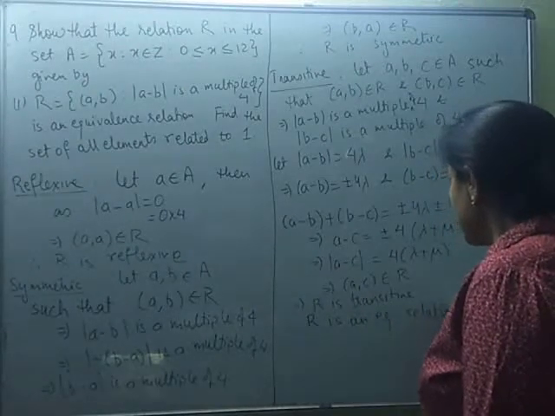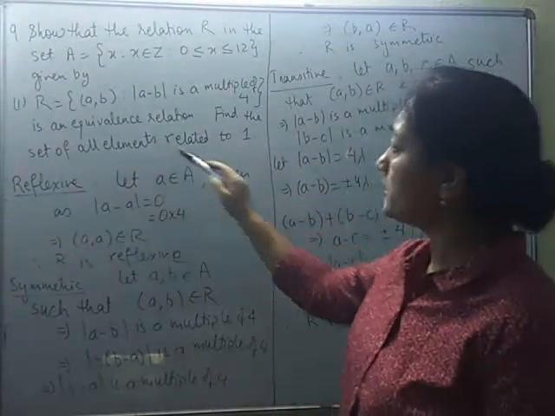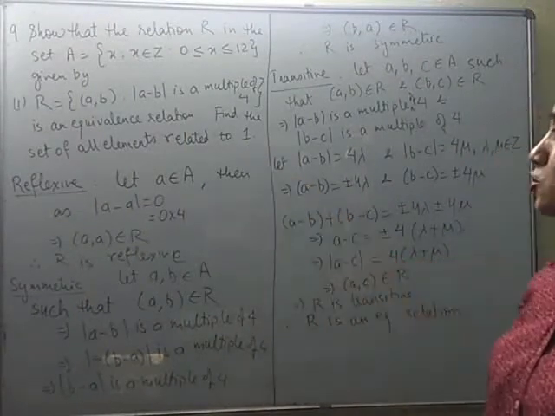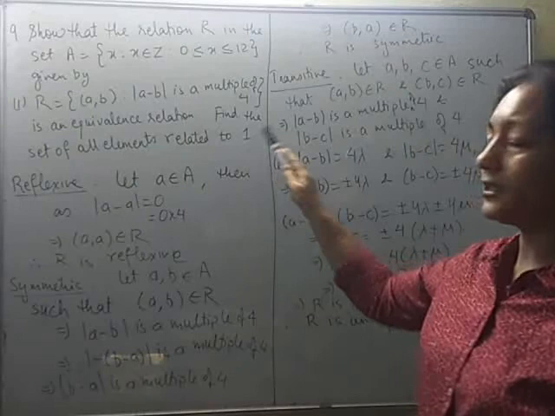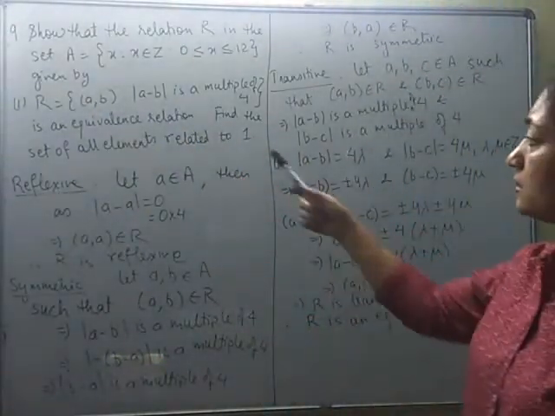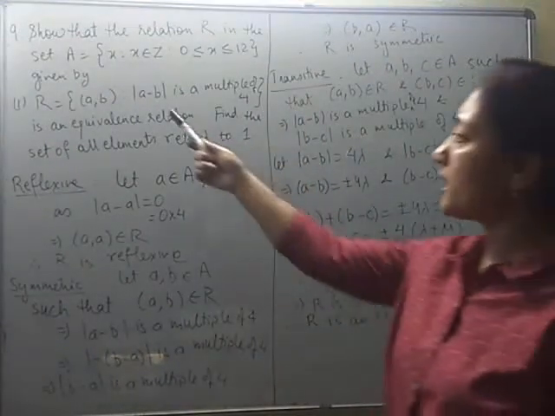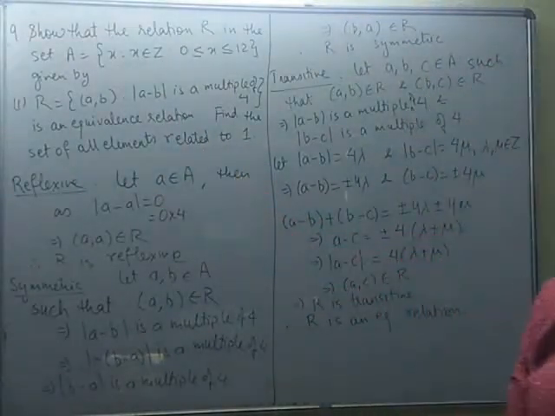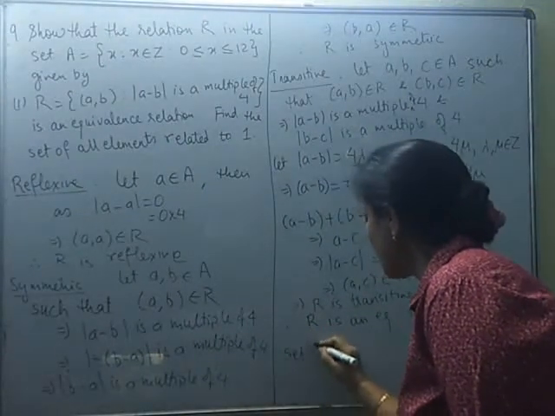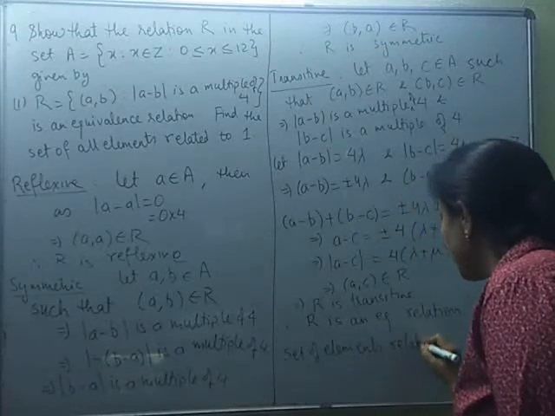Okay, so done with the first part. Now in the second part, they are asking you to find the set of all the elements related to 1. When I talk about elements related to 1, I need to see that when I relate any element to 1, this condition is satisfied. So you need to think which integers of the given set A should be paired with 1 so that modulus of their difference comes out to be a multiple of 4. So set of elements related to 1. Let us see what they are.